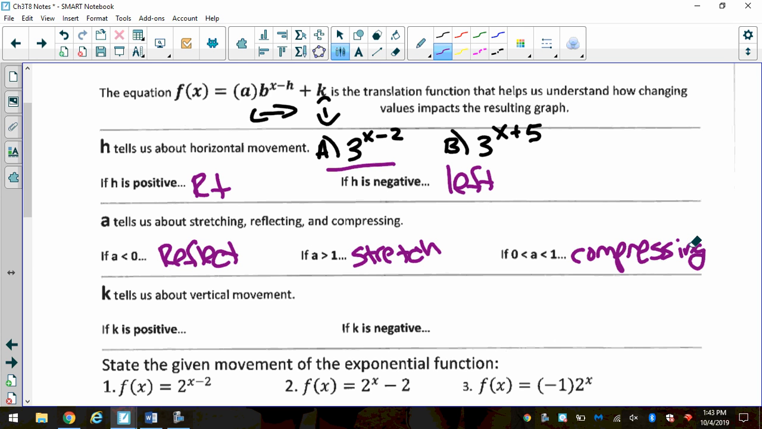K is going to move your graph up and down. If I have a 3 to the x and there's a +2 out here, that will move it up. But if it had said like -5, that moves our graph down.